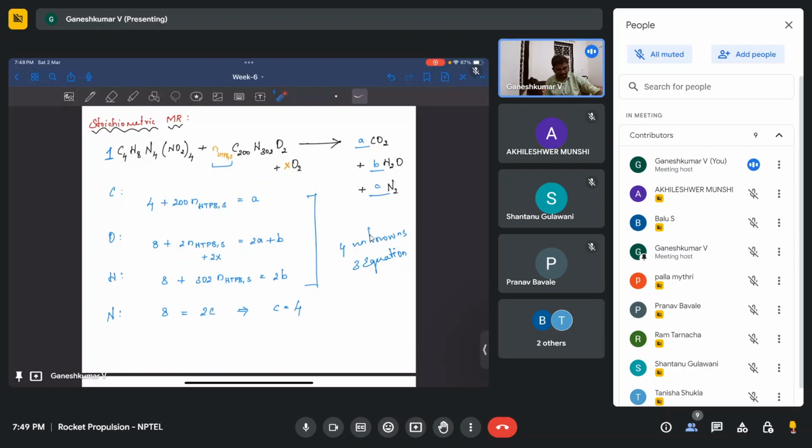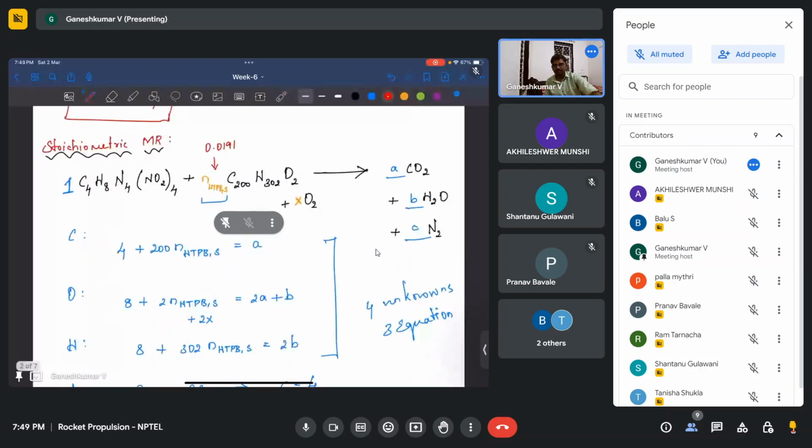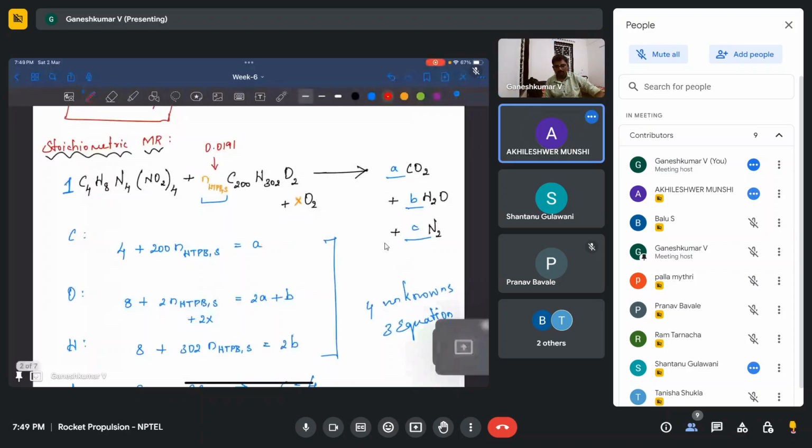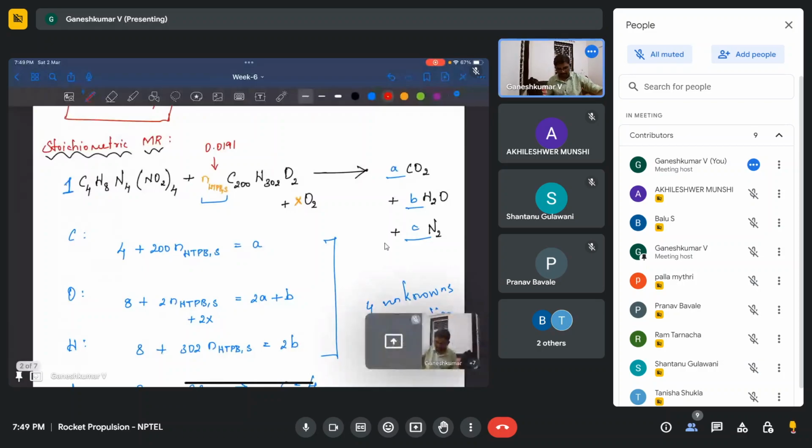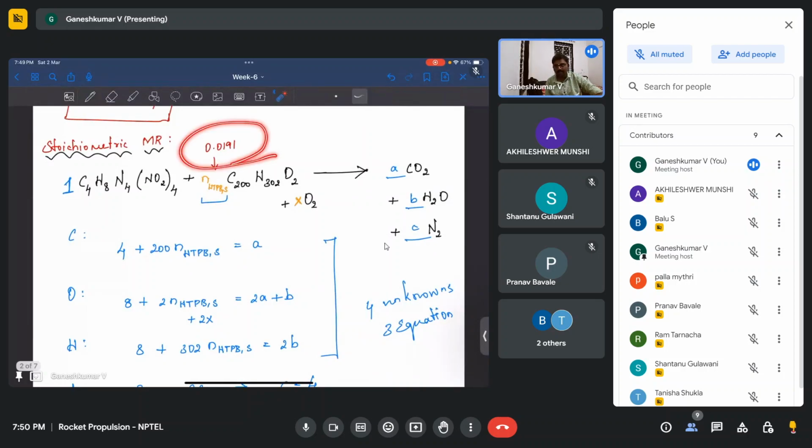The iPad is stuck. So are you guys able to see my screen? Is it stuck? No, sir, it is completely visible. Okay, I think for me it is stuck. Anyway, so I just wrote 0.91 here. I'm highlighting it. Are you able to see?